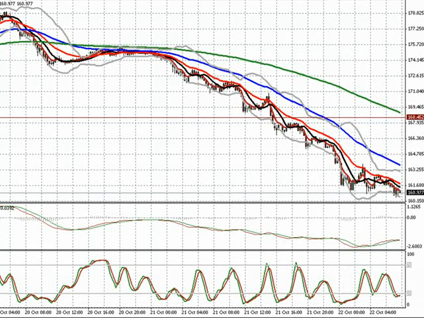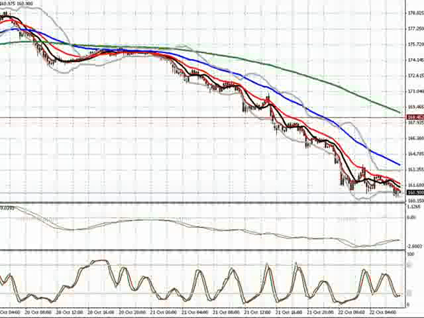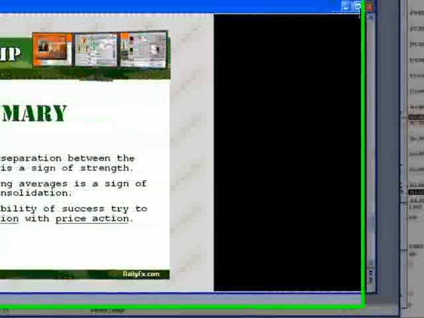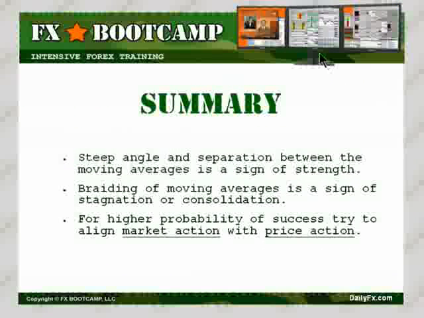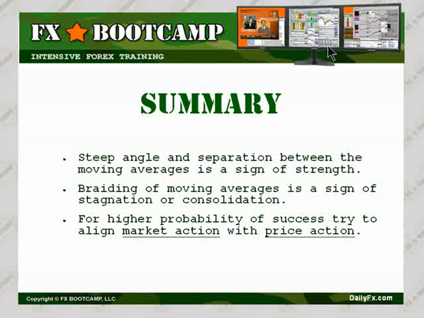So let me pull that PowerPoint presentation back up. There you go. So in summary, what we're looking for is steep angle and separation between the moving averages. It doesn't matter whether we're measuring price action or market action. The greater the angle and the greater the separation, the greater your confidence should be.